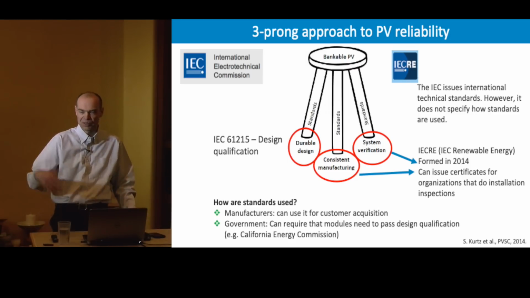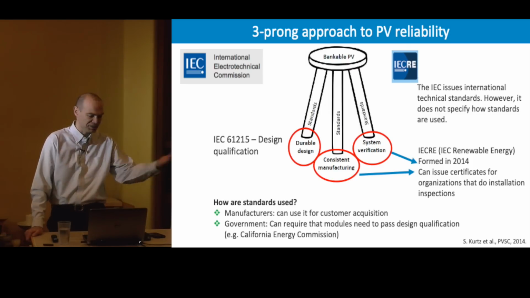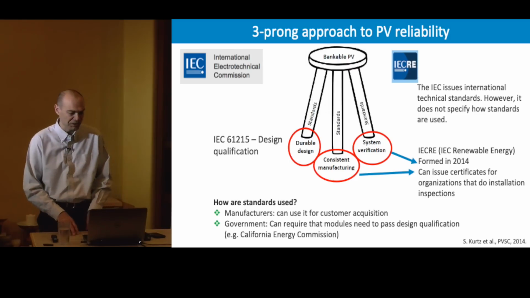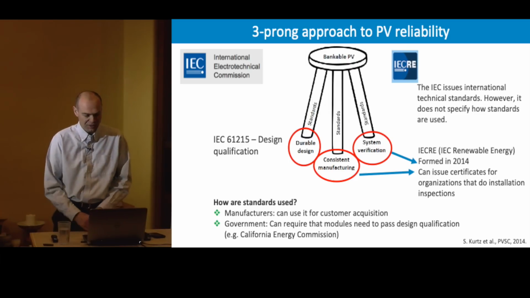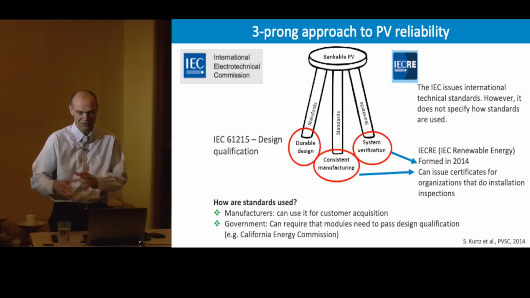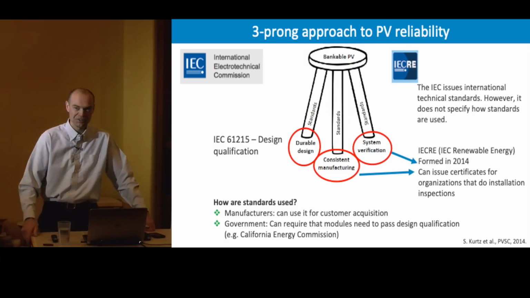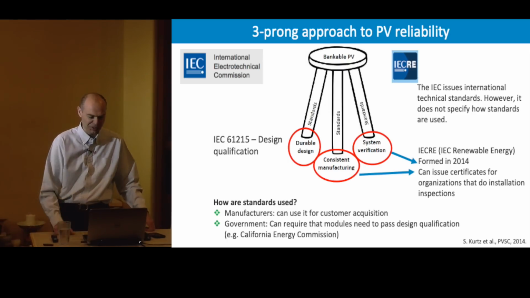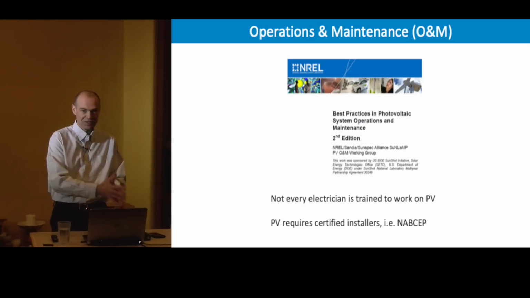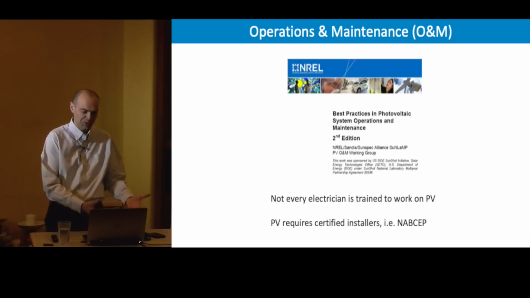The manufacturers can go to a customer and say, we passed all these tests, look, really good. Or it can come from the government, which can require that all the modules installed have to pass this test, like the California Energy Commission. But you also need to have consistent manufacturing too. Durable design is the first good step, but you also need consistent manufacturing. You also need system installation, because a lot of things can go wrong in the system installation. And then once it's installed, operation and maintenance is very important too.